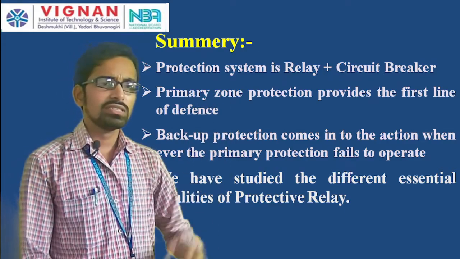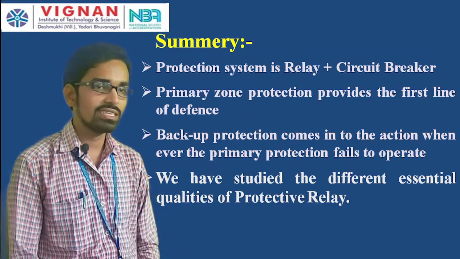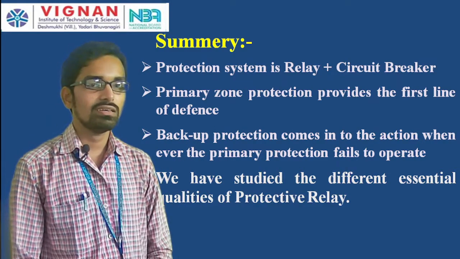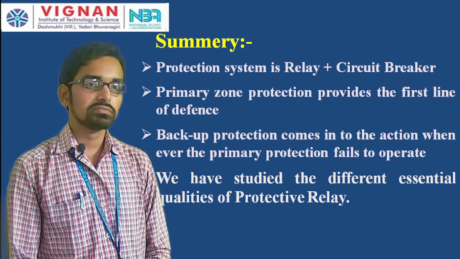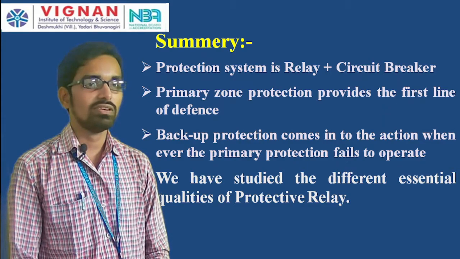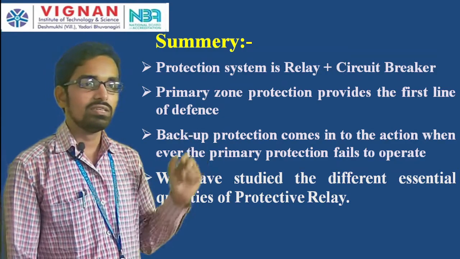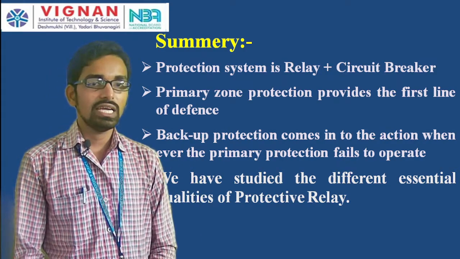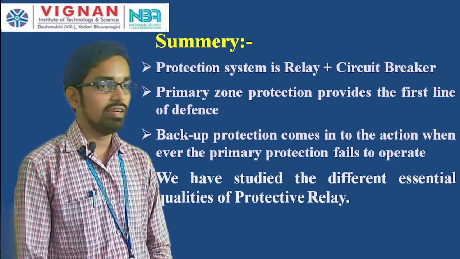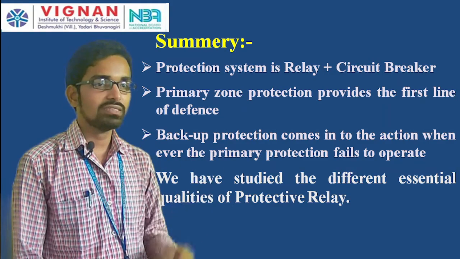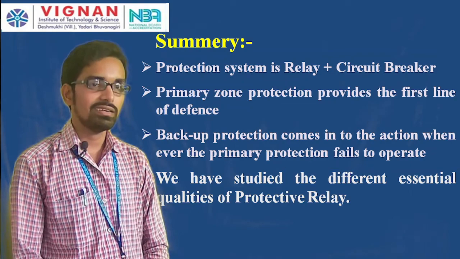Primary zonal protection works as the first line of defense. Whenever a fault takes place, it will disconnect the system from the fault and separate the healthy section from the faulty section, acting as the first line of defense. The second one, the backup protection, comes into action whenever the primary protection fails to operate. The operation of the backup protection is undesirable.